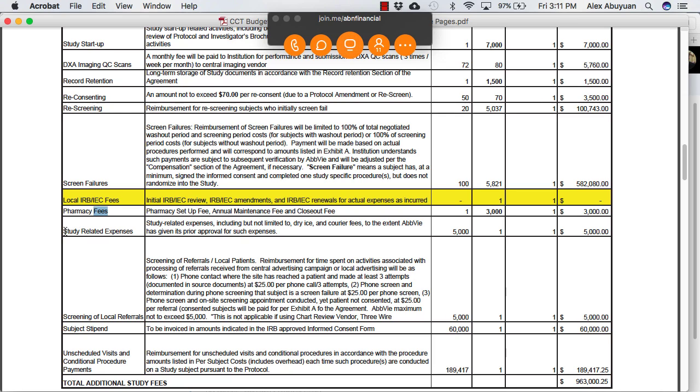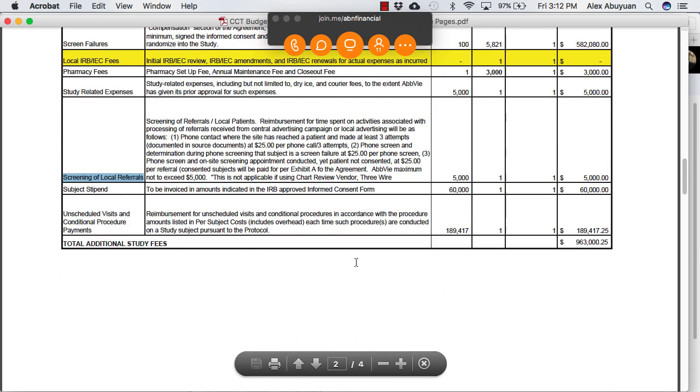Study-related expenses. So this is dry ice, courier fees, anything that you have to do for that protocol, that's budgeted in as well. So if you're having to purchase dry ice, you get paid for it. Screening of local referrals. So same thing. This is a screening of referrals, local patients, reimbursement for the time spent on activities.